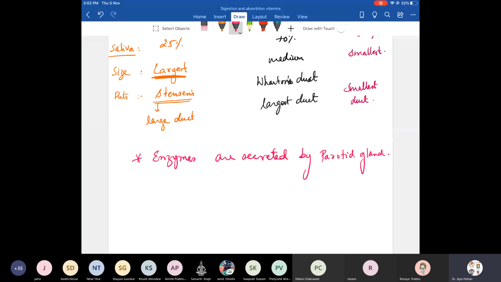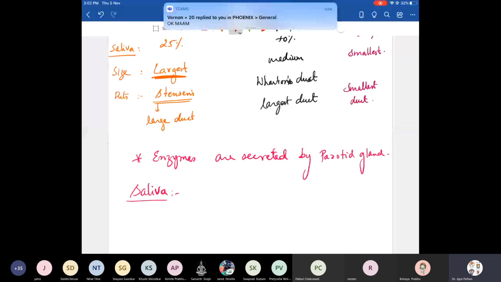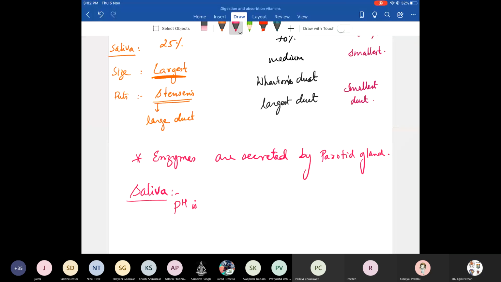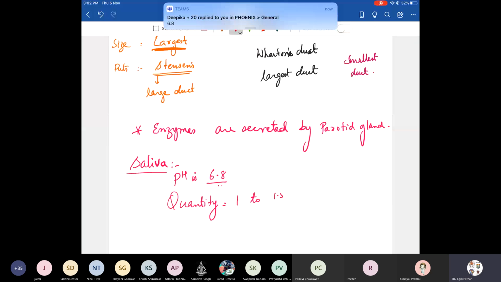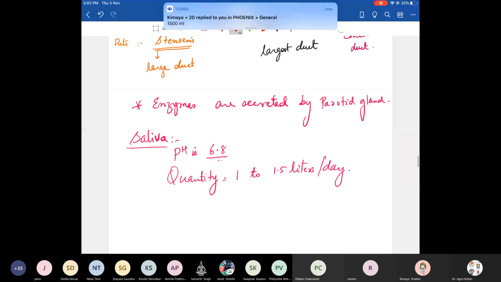And what is the composition that we'll study now? Saliva. What's the pH of saliva? How much quantity of saliva is produced? Quantity of saliva is 1 to 1.5 liters per day. Very good. Now let us discuss the composition.